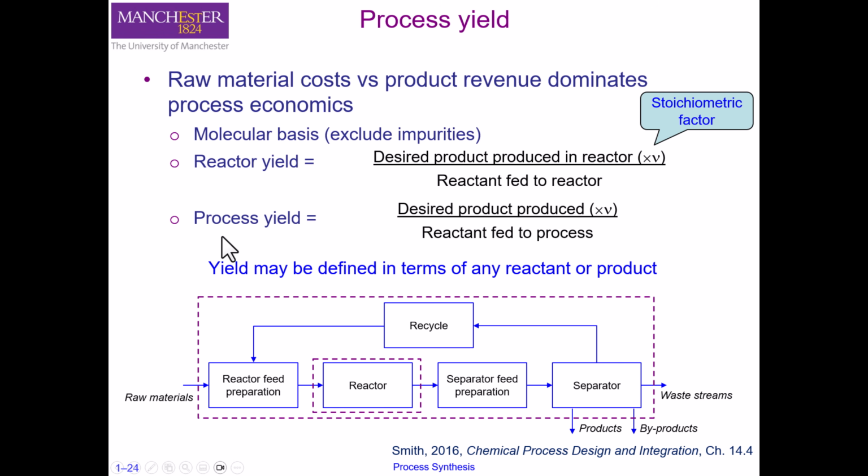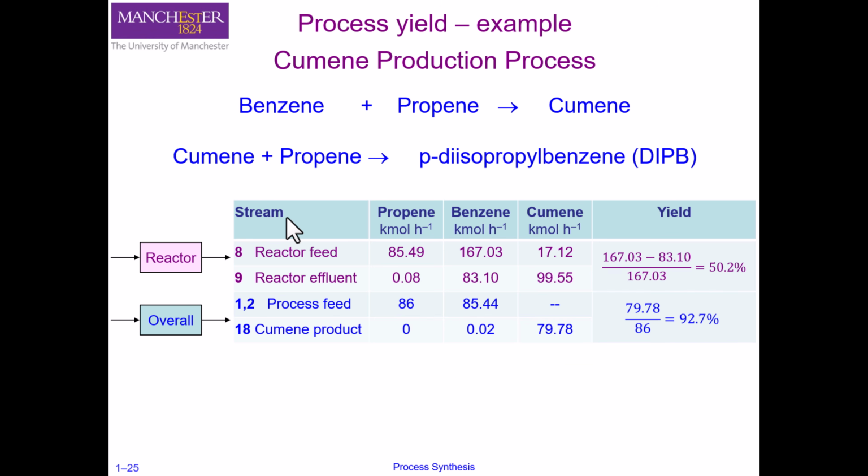And then we have another definition that is called process yield, that looks at the product produced in this whole process. So that looks at the desired product produced at the end of this process times its stoichiometric factor, divided by the reactant fed to the process. Okay, so this quantity here does not consider only the reactor but the whole process, and then we can calculate our process yield. Here we apply those definitions to the cumene production process, using the data given in the cumene production case study.